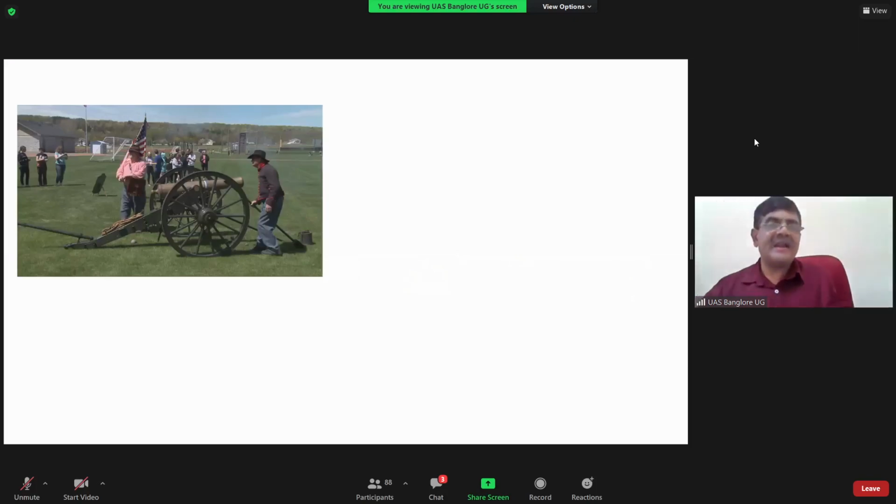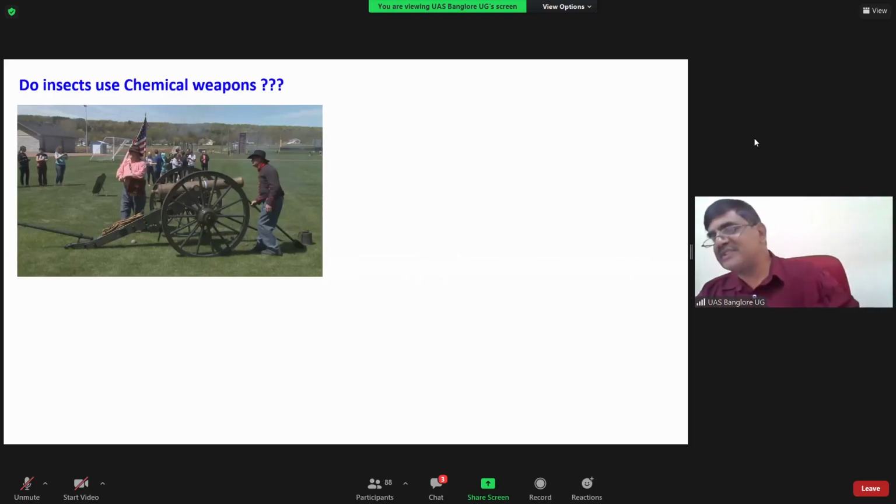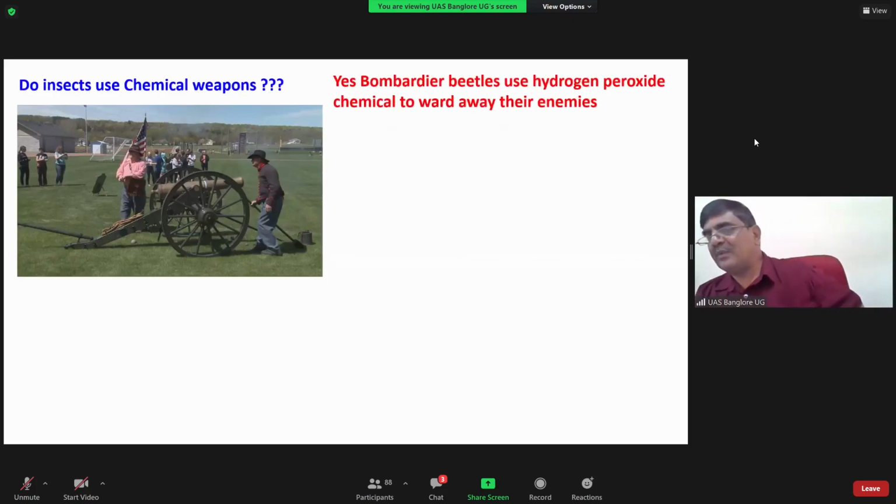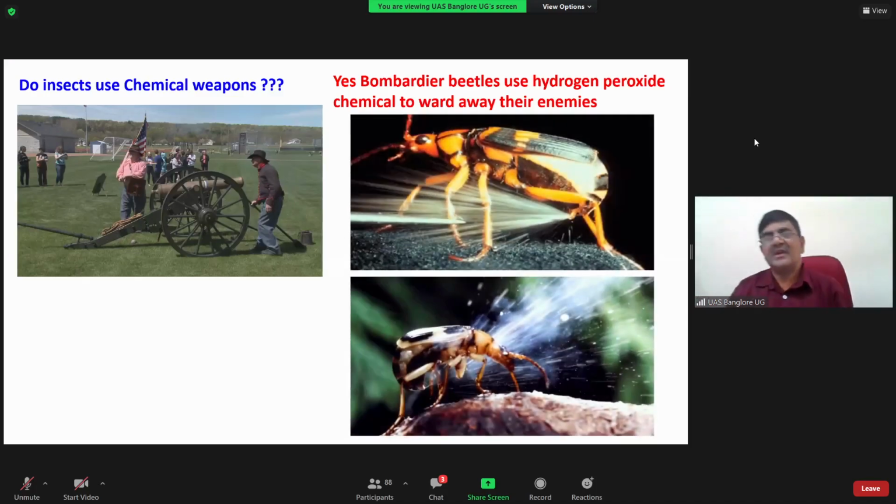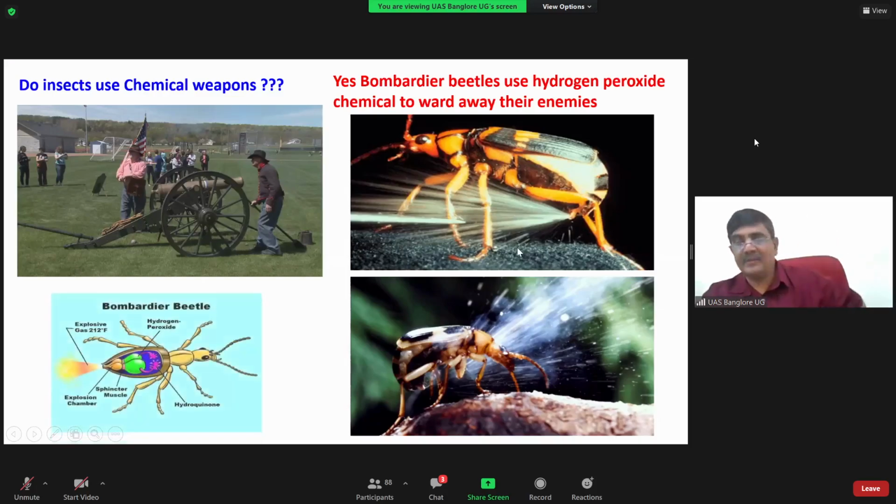And in earlier days, whenever there were wars between countries, we used chemical weapons. Some of the insects also use chemical weapons to ward off their enemies. For example, this is a bombardier beetle. Suppose it is attacked by any enemy, it explodes some chemicals to ward off the enemies.